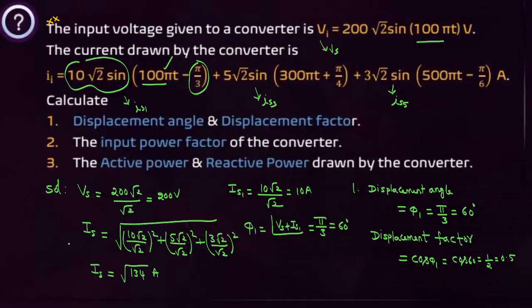The input voltage is given to the converter. This model is repeated in GATE exam. Repeated. This input voltage is given, input current is given, displacement angle, displacement factor.